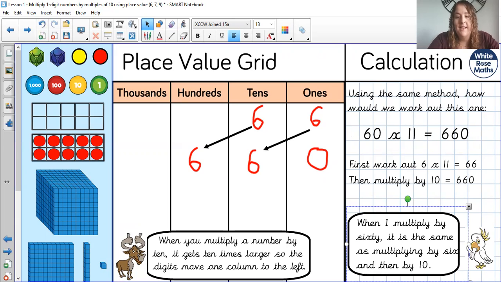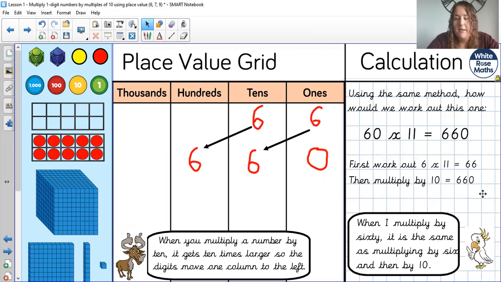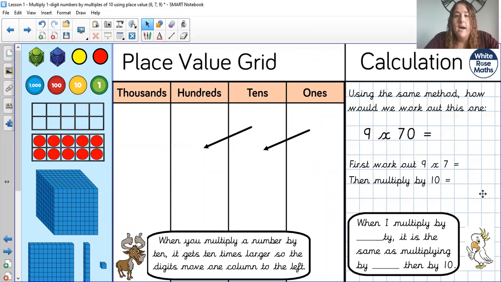And then by 10. Can you see that? Hopefully you can see the way we've worked that. Let's do another one. 9 times 70. So this time we need to first work out what 9 times 7 is.